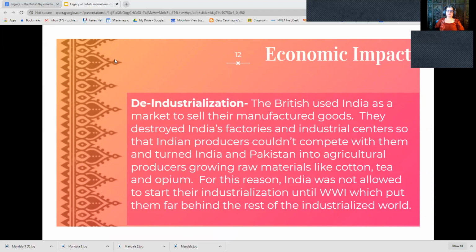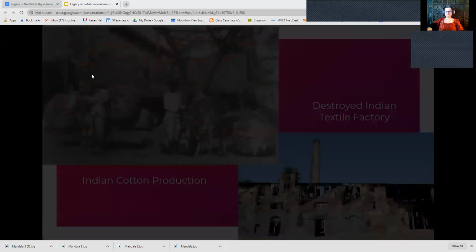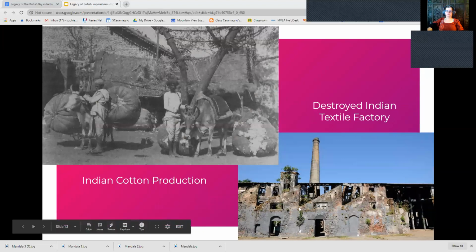Those industrial centers, which had been quite good and controlled a significant portion of the world's industrial output, were literally torn down. And India and Pakistan were both set to growing cash crops like cotton and tea and opium. For this reason, India was not allowed to start their industrialization until World War I, which put them pretty far behind the rest of the industrial world. You can see here a destroyed factory in India and cotton production.